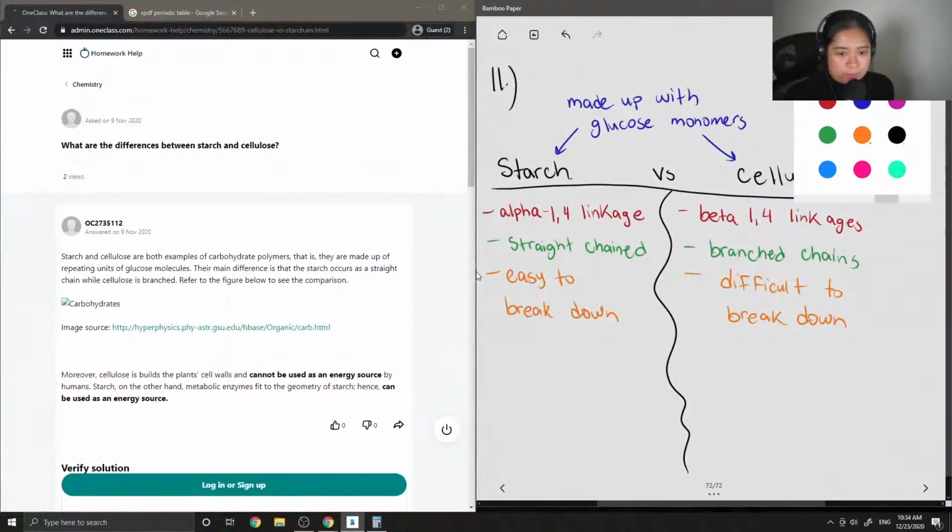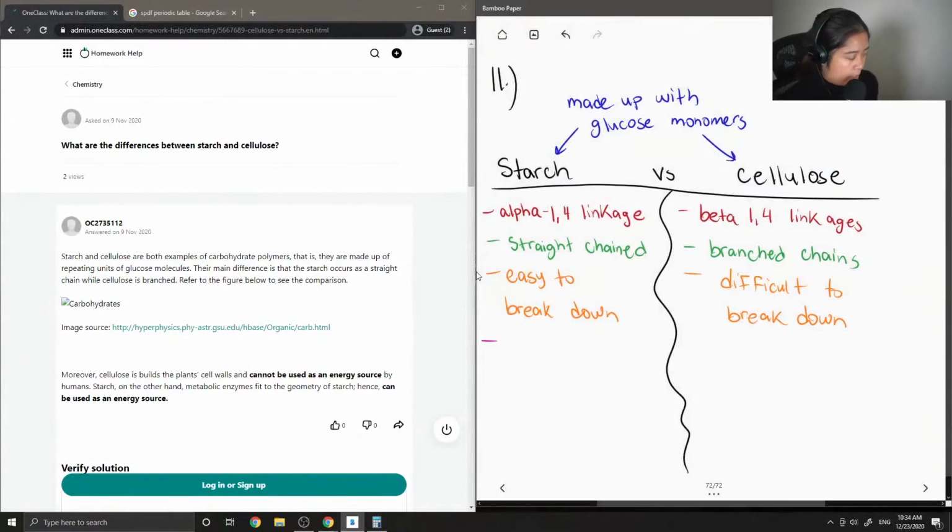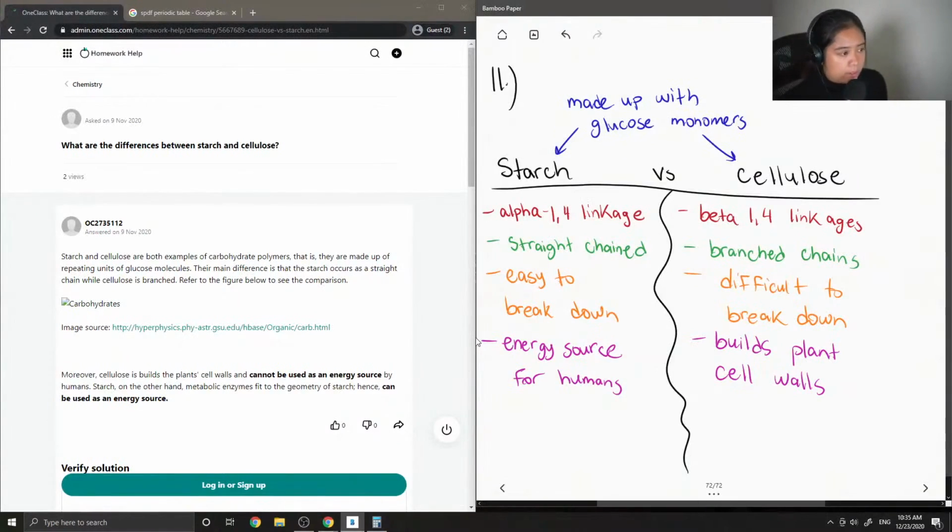And if we were to compare their different functions, in the case of starch, we use this for an energy source, so energy source for humans. And cellulose is typically used to build plant cell walls. Okay, so these are the main differences between starch and cellulose. So even though they're both made up of glucose monomers, they have a lot of differences.